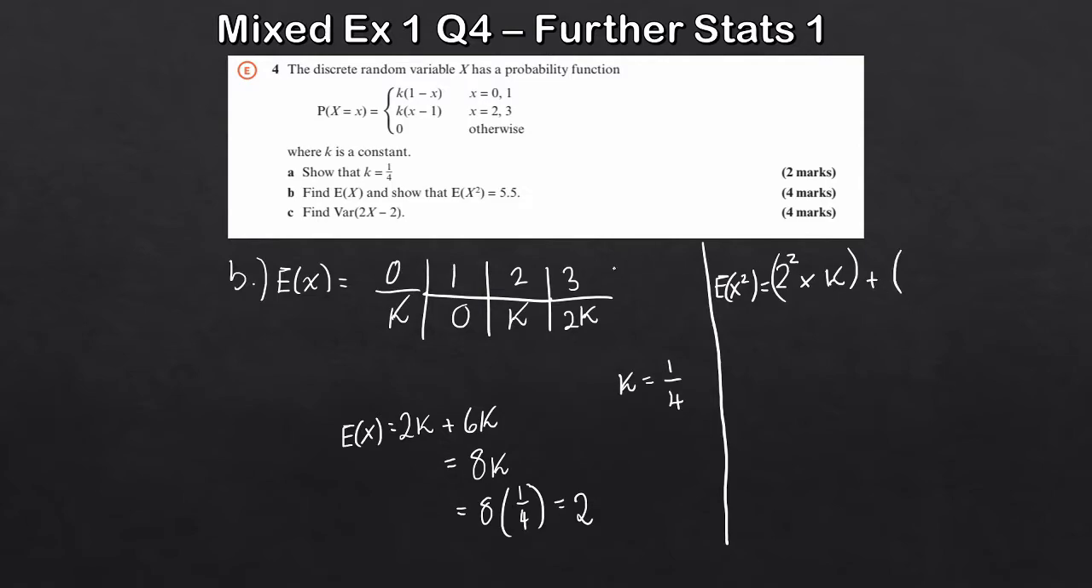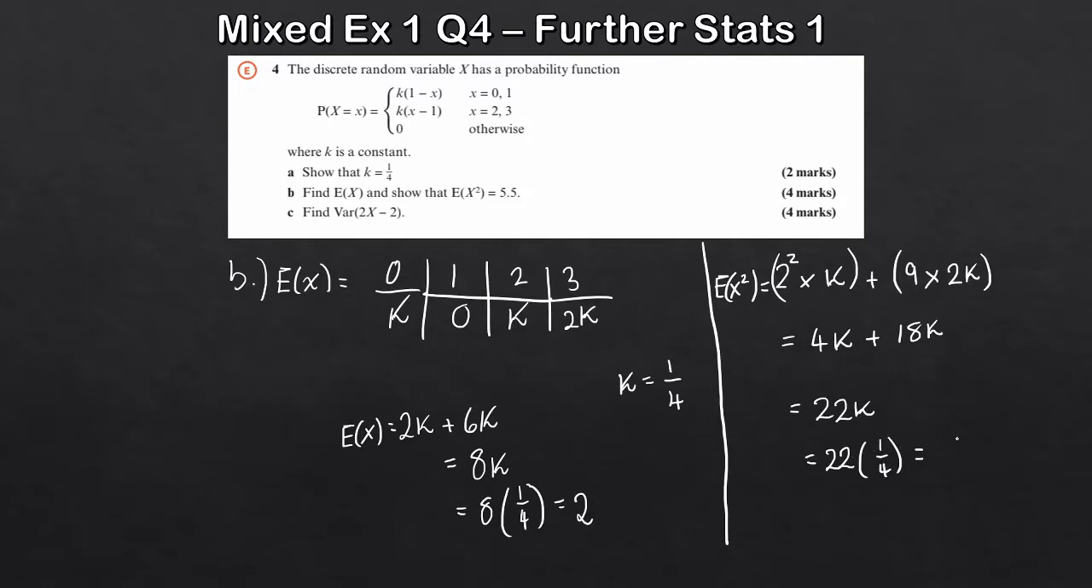And then we add on 3 squared, which is 9, times 2k. So that's 4 times k, so 4k plus 18k there. Okay, we can just do like we did with the expectation, add these together, and then we can actually work it out. So that's 22k. We know that k is a quarter, so this is 22 times 1 over 4.